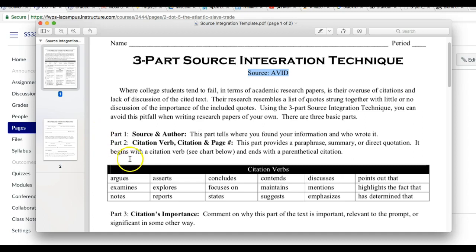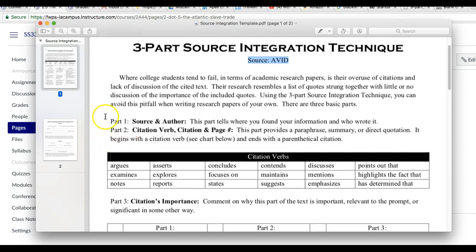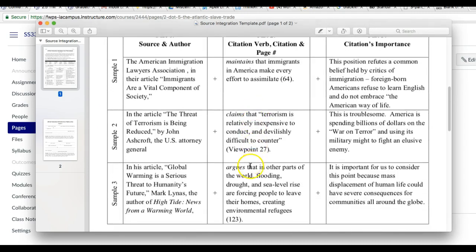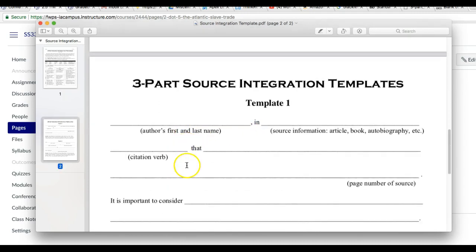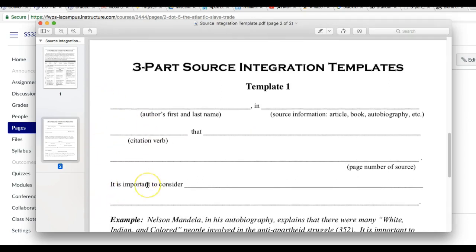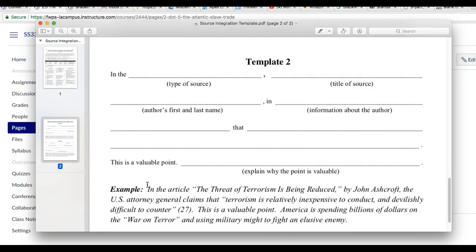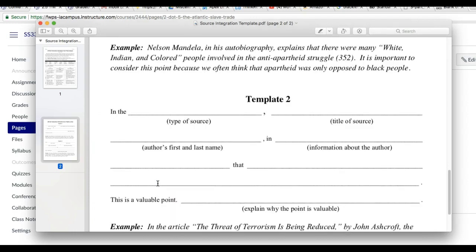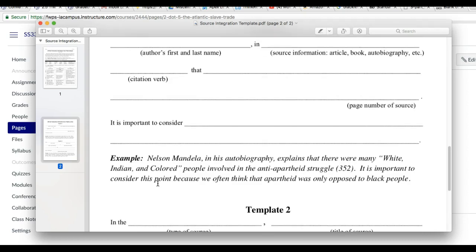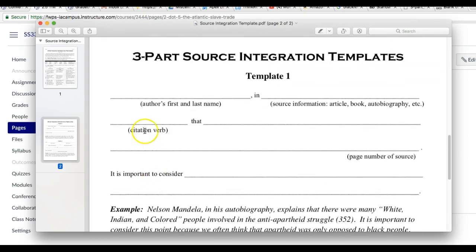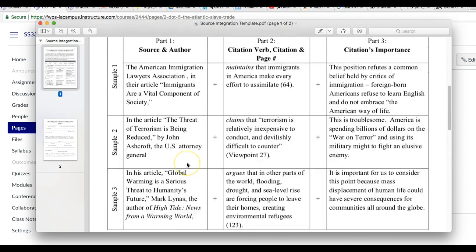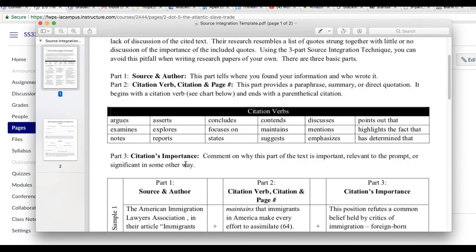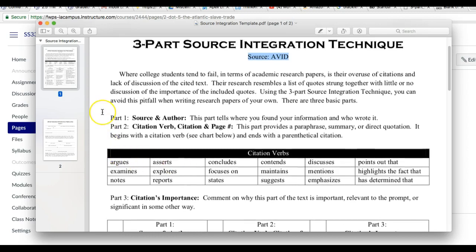All right, so let's get into the three parts. So part one, let me scroll down and show you on the second page that there are two templates that you can follow. So they're slightly different. You can use either one and it'll help you get what you need as far as the product for your writing. So back up here, the three parts, and beginning with part one is the source and the author.